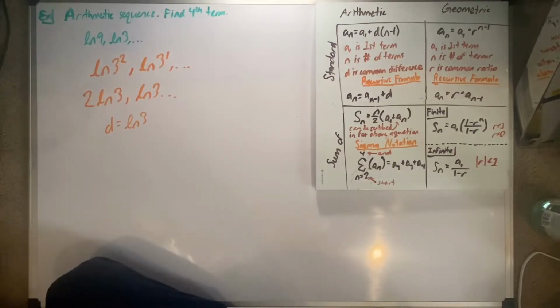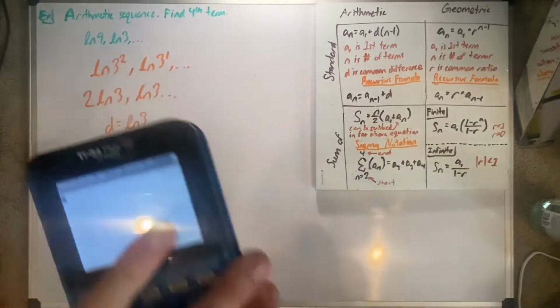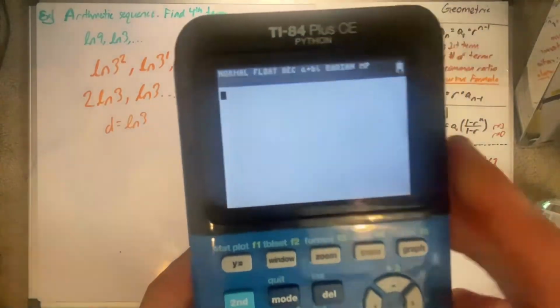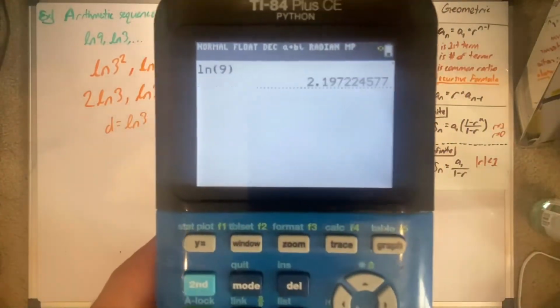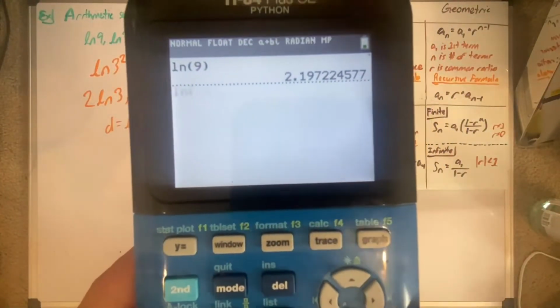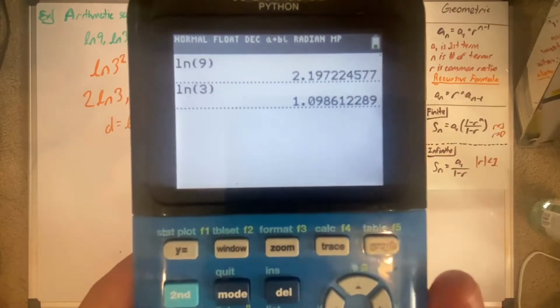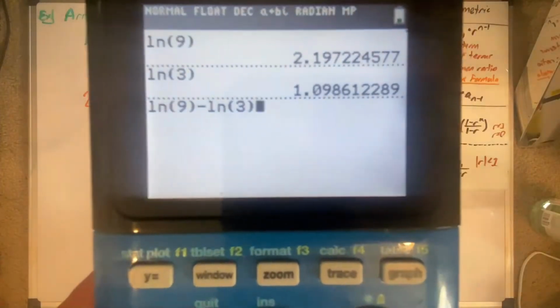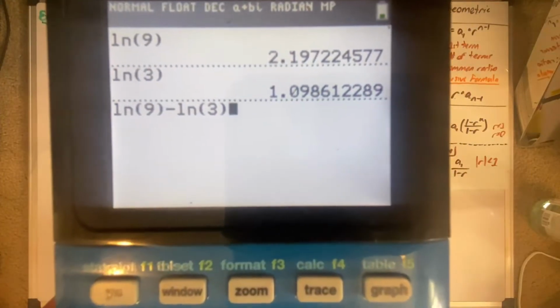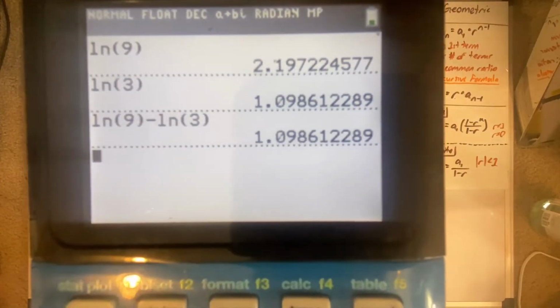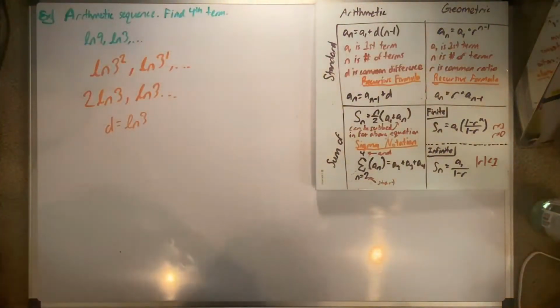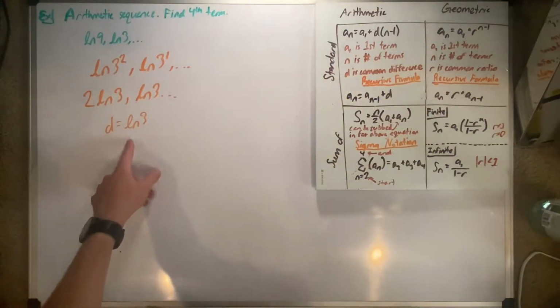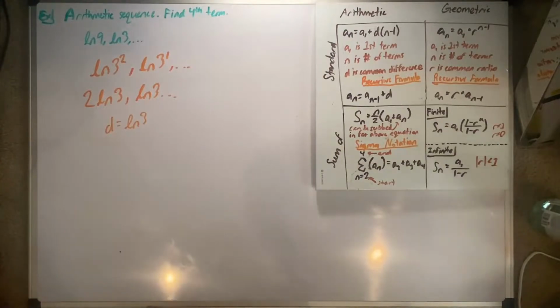And we can verify this by going onto our calculator. Natural log of 9 is equal to that. Natural log of 3 is equal to that. Natural log of 9 minus natural log of 3 should equal the previous answer if this is indeed true. And yes, it does. So now that we know our common difference, we need to find that fourth term.